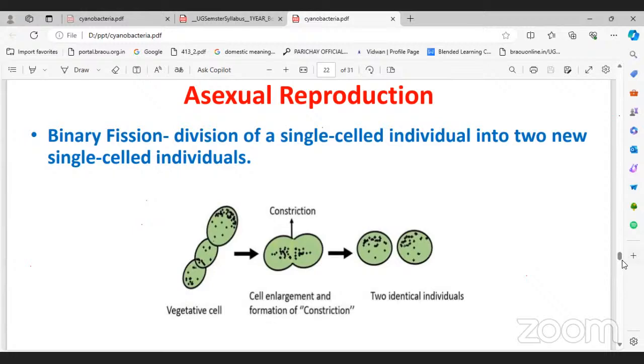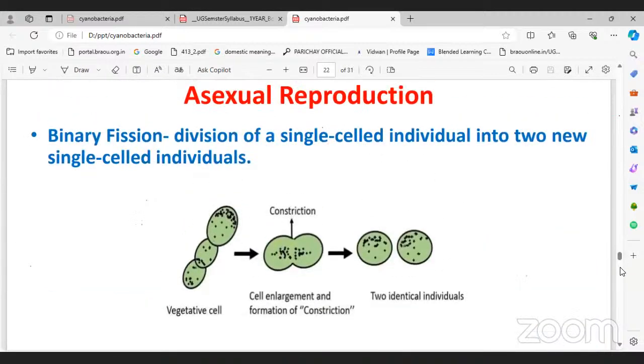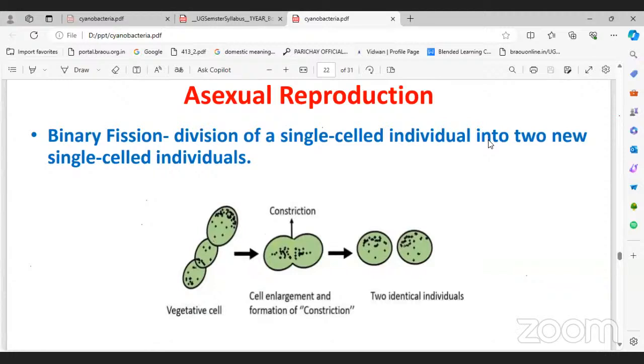And next one is fragmentation. Actually fragmentation is not given, but remember, fragmentation is the most common method in filamentous thallus. Let's see how fragmentation happens. For example, this is an Oscillatoria thallus, filamentous unbranched.